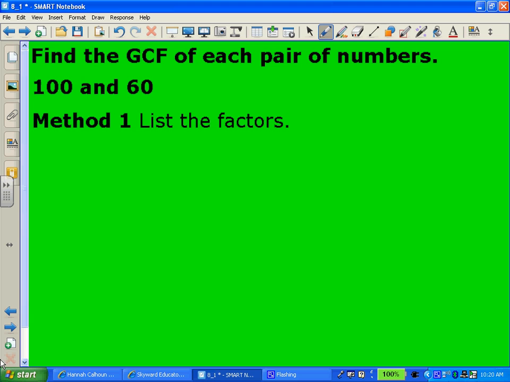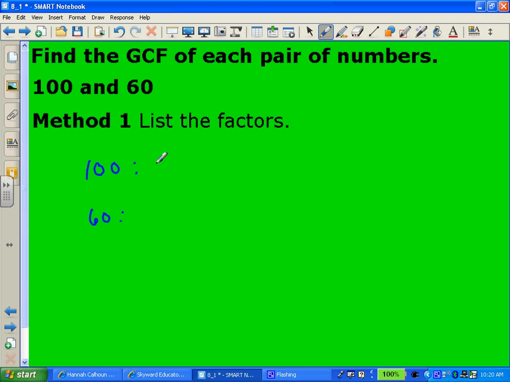Now the next step is to find the GCF. Now if you'll remember, the GCF stands for greatest common factor, and we'll be using this a lot as we go kind of deeper into factoring. And I'm going to again show you two methods. Now the first method works, but sometimes it's not the most efficient method to use. Sometimes it is, depending on how big your numbers are.